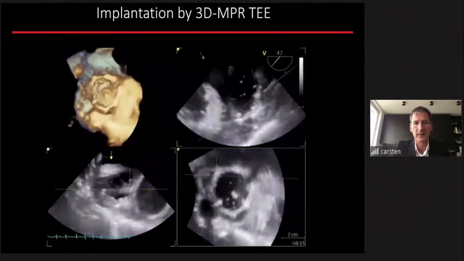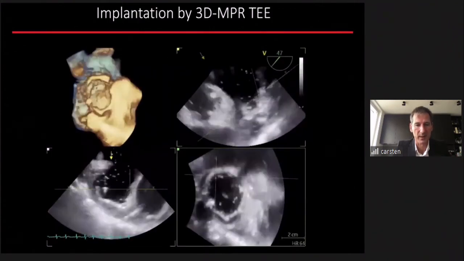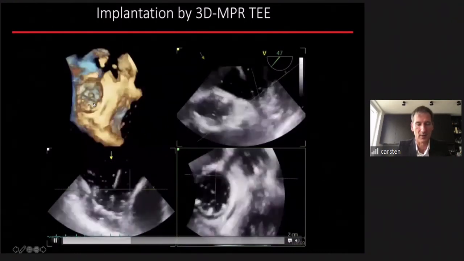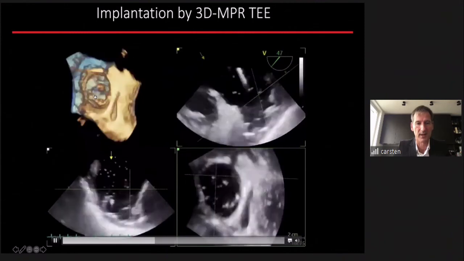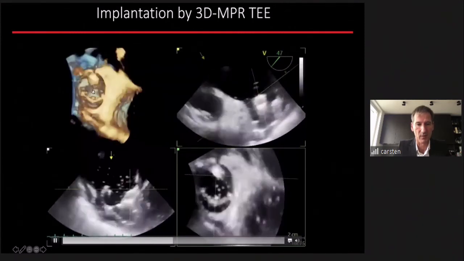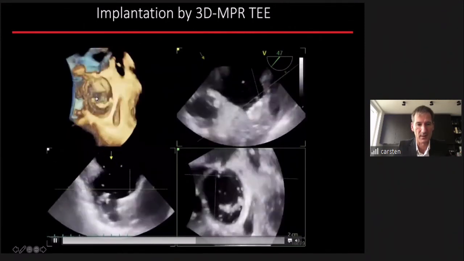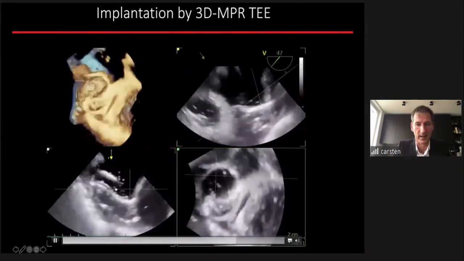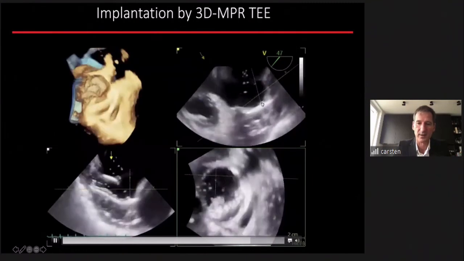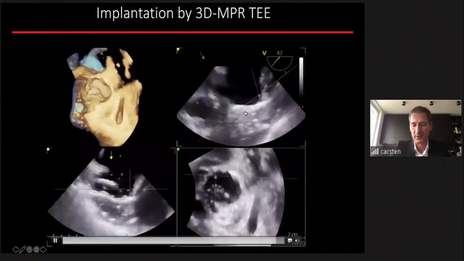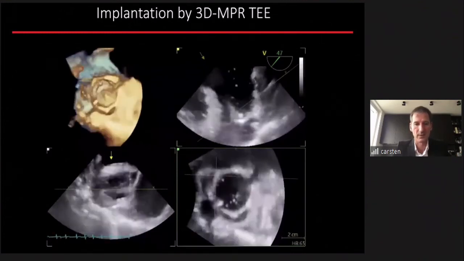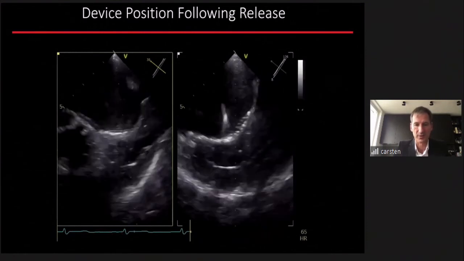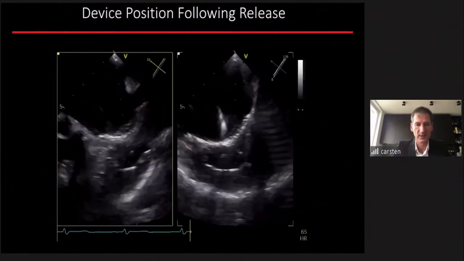So here again, the implantation with 3D MPR imaging. Here is the device now. The umbrella is implanted already. And you will see here now the disc is developed and closing the LAA. And you see that simultaneously in different levels.